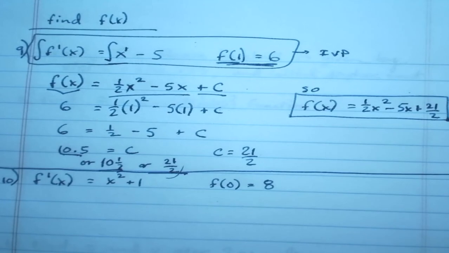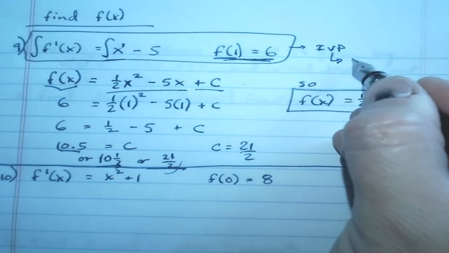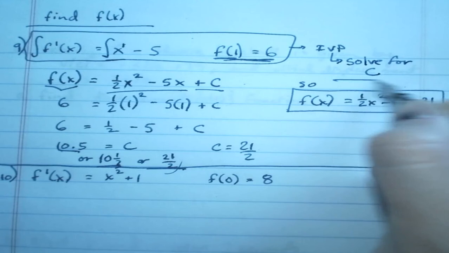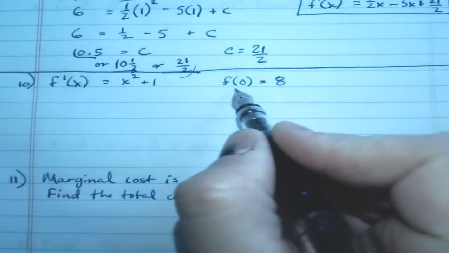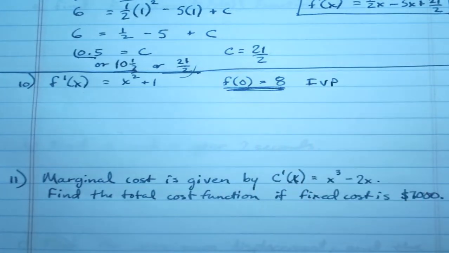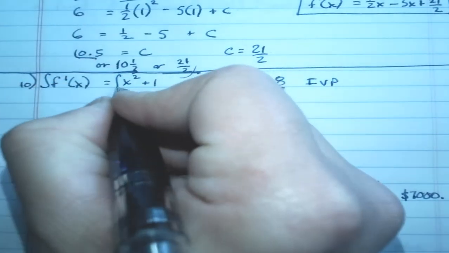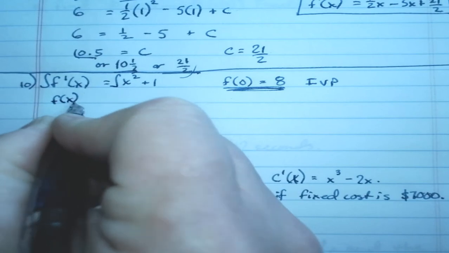What's the difference between an initial value problem and any other antiderivative? If you have an initial value problem, you're going to solve for c. That's what we know, okay? So here we see again, this is an initial value problem. So we're going to solve for c. Well, first we have to find the antiderivative. The antiderivative of f prime is f of x.